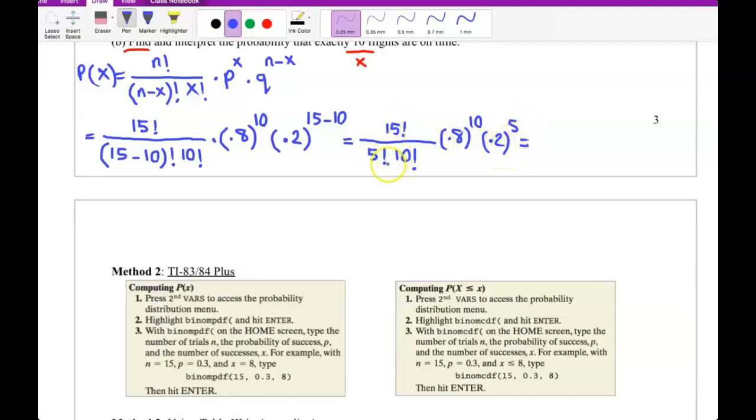Okay, so the answer for this part is 3003. Then multiplied by... so the final answer is 0.1032.